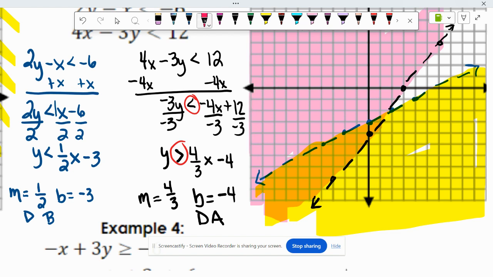So my solution area is anywhere in this range, right? I can pick a solution from anywhere over here in that little zone.